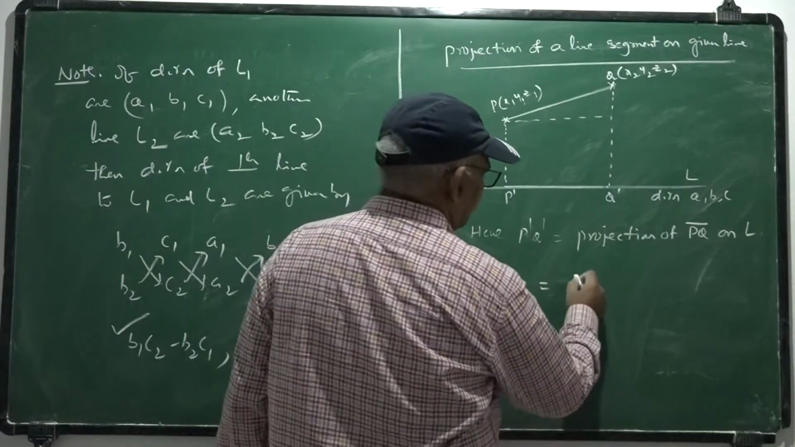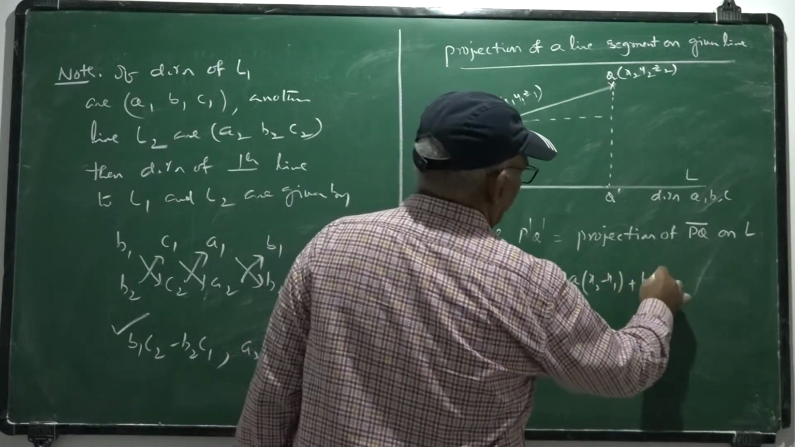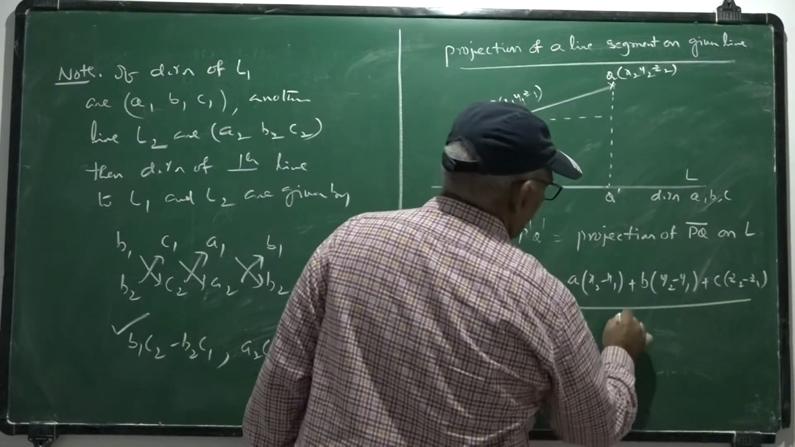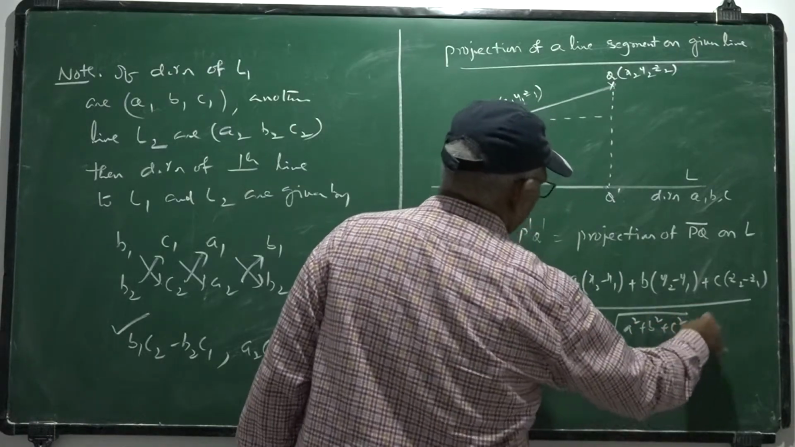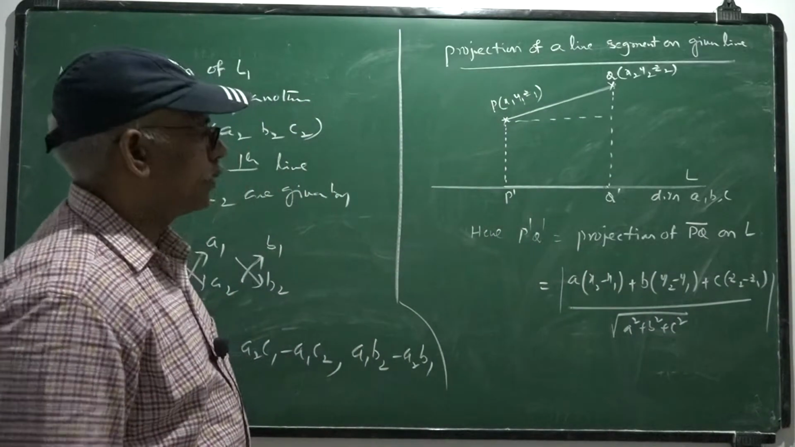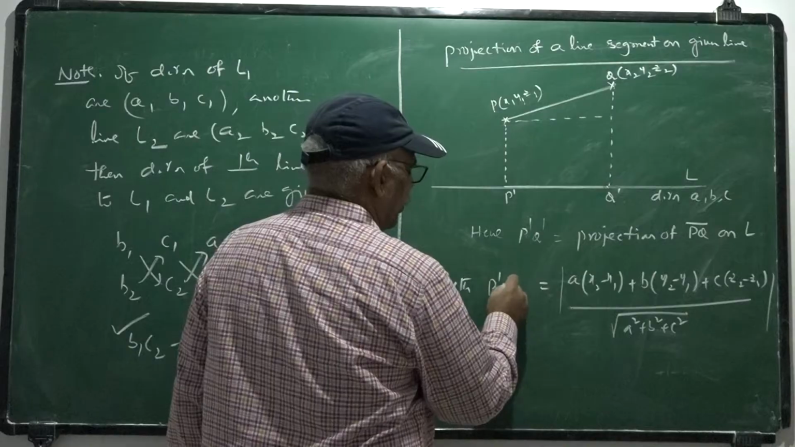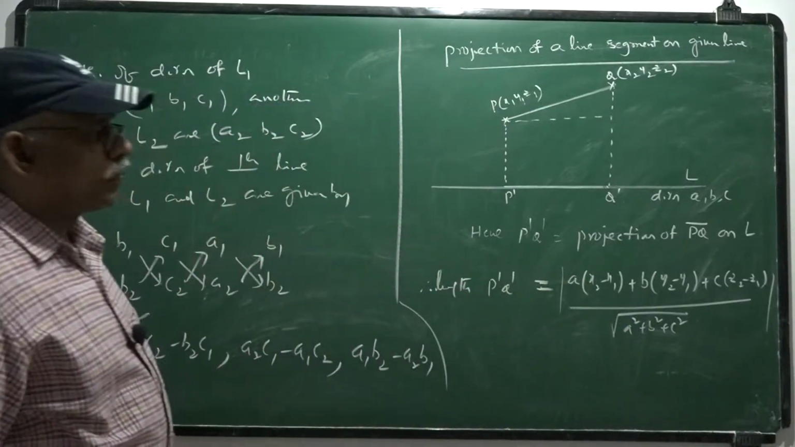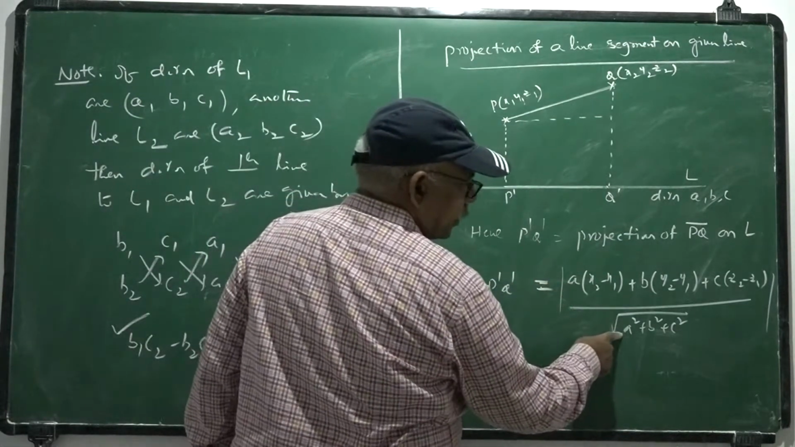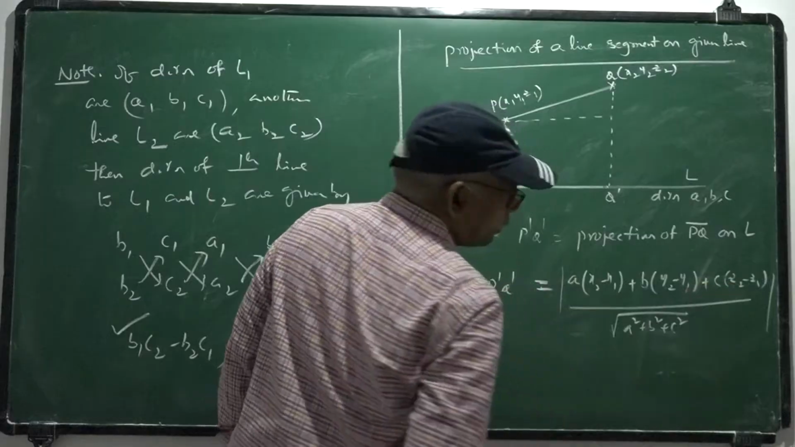That is given by a into x2 minus x1 plus b into y2 minus y1 plus c into z2 minus z1 by root over a square plus b square plus c square, with of course modulus, because once you take the length, therefore the length p dash q dash is equal to the length of the projection of PQ on L, which is given by a by square root of a square plus b square plus c square into x2 minus x1 plus b by this one into y2 minus y1, c by this one into z2 minus z1.